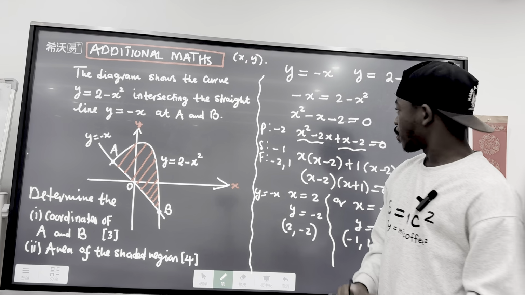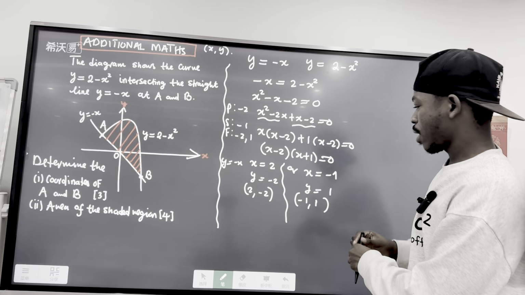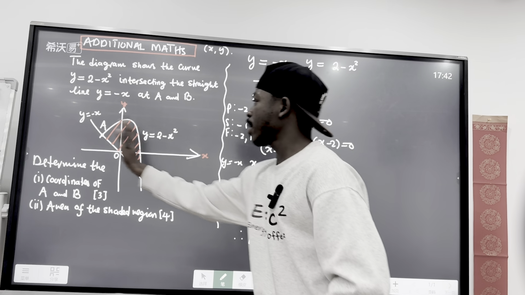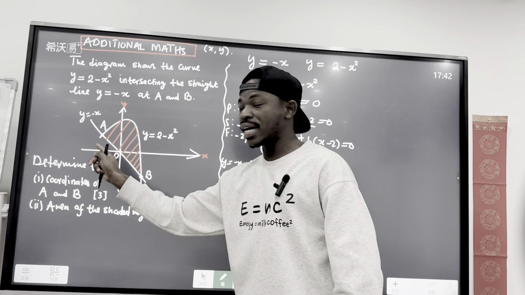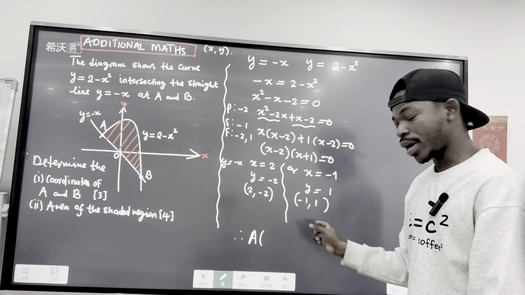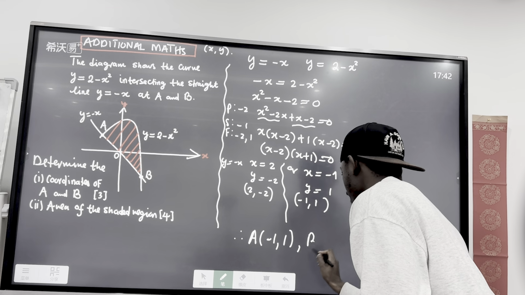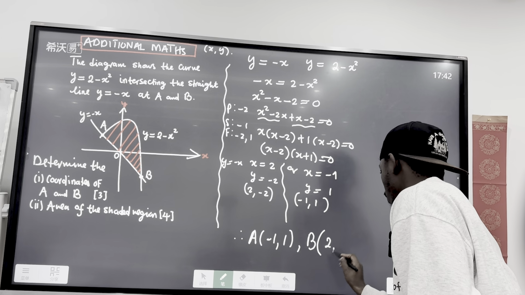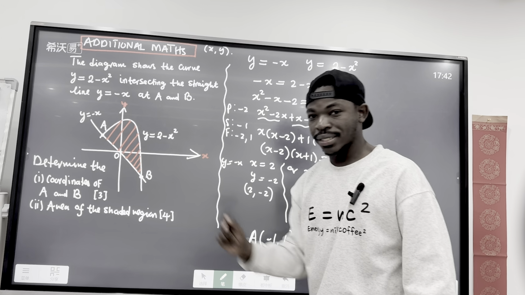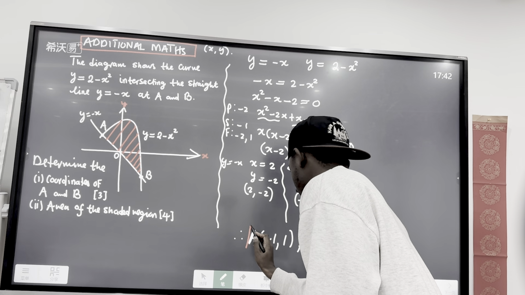So we can now conclude here and say, therefore, what are the coordinates for A? A has the x value negative and the y value positive. So these are the coordinates for A: negative 1, comma 1. Then B will be 2, comma negative 2. And it makes sense because the value of x there is positive, the value of y is negative. So this gives you the answer and your 3 marks.